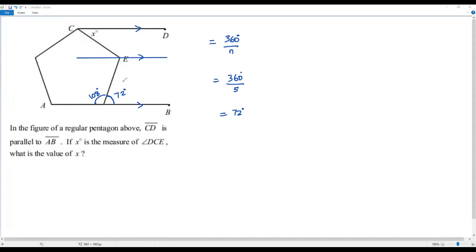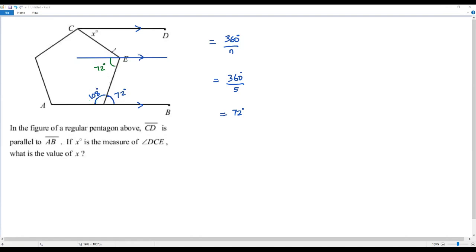And also, when two parallel lines are intersected by a transversal, the angle we have over here and the angle we have over here are called alternate interior angles, and they must be congruent. That is, the measures of these two angles must be equal. Already we know the measure of this angle, that is 72 degrees. Then the measure of this angle also must be 72 degrees because this one and this one are alternate interior angles.